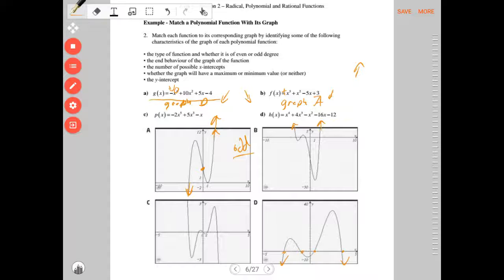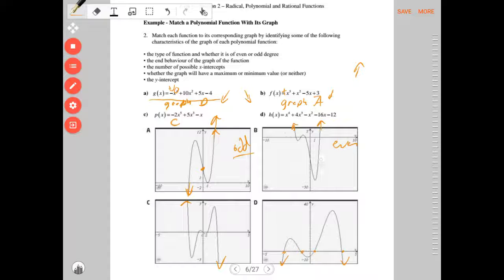Awesome. Okay, looking at C. All right, so it's a negative to the 5th. So that's negative odd. That's going to extend low into quadrant 4, high into quadrant 2. It's looking like this guy. Now, it can't be this. The only other choice is B. It can't be this one because B is high in both quadrants. So this is an even function, which means C cannot be that graph. So C has to be this graph. So graph C.